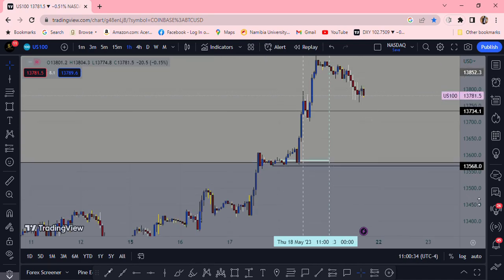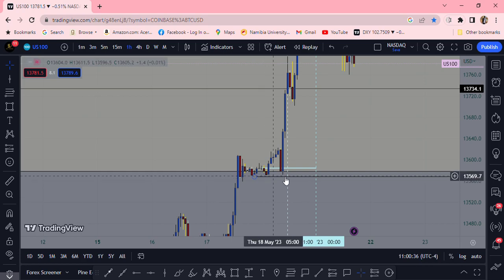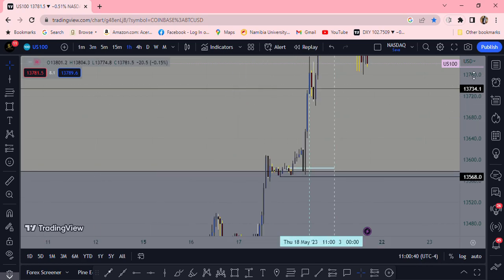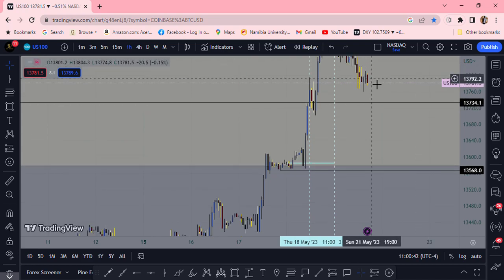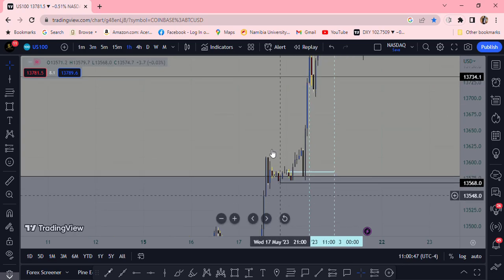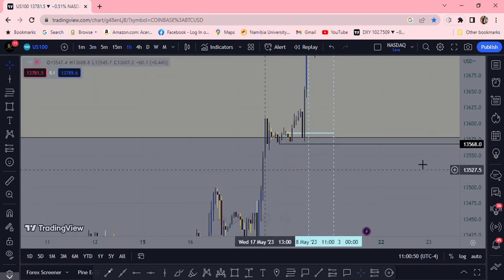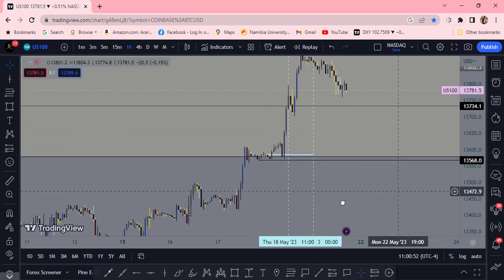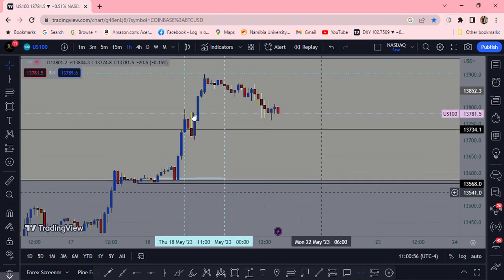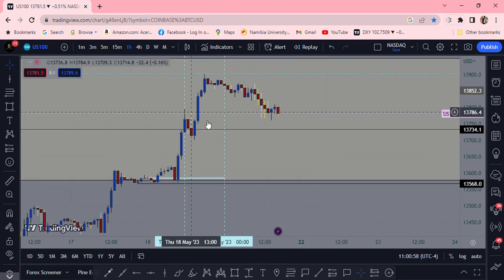I expect price to come take out these relative equal lows here. I don't know if it's going to be Monday or Tuesday, but I'm expecting a huge retracement for price to come take out these lows here, and so we can fill up this gap here. So yeah, before we go into that, let's just continue.